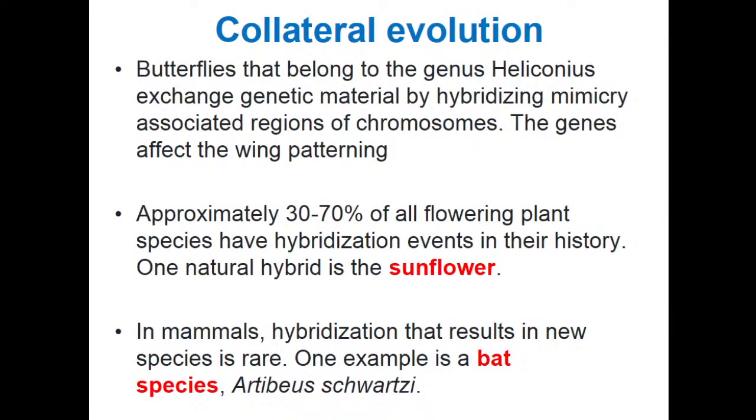And here, as an example, we can talk about butterflies that belong to the genus Heliconius, which exchange genetic material by hybridization, mimicry, associated regions of chromosomes. The genes affect the wing patterning. Approximately 30 to 70% of all flowering plant species have hybridization in their history. One natural hybrid is in the sunflowers.